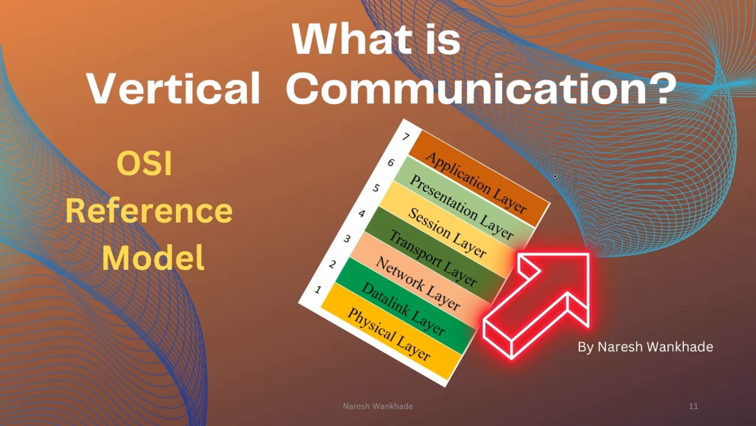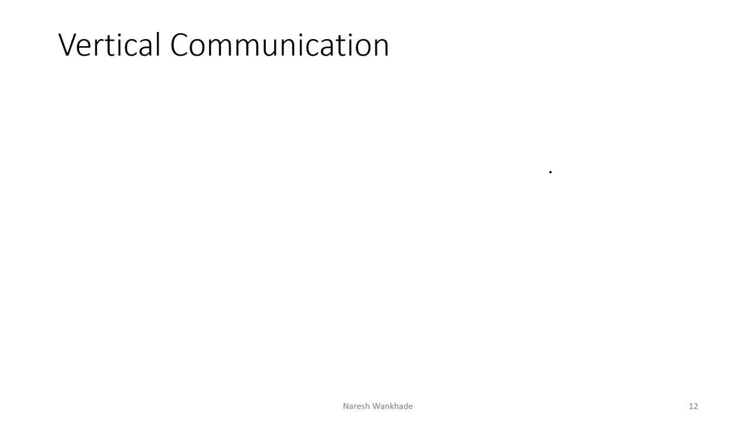Hello friends, in this video lecture we will see vertical communication associated with OSI reference model. In last video lecture we have seen interlayer communication associated with OSI reference model. So interlayer communication is basically communication between two adjacent layers within same system. This vertical communication is basically an extended version of interlayer communication.